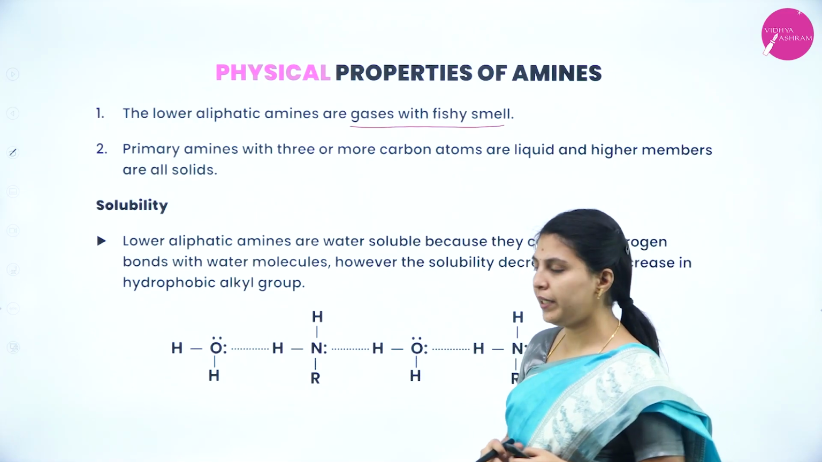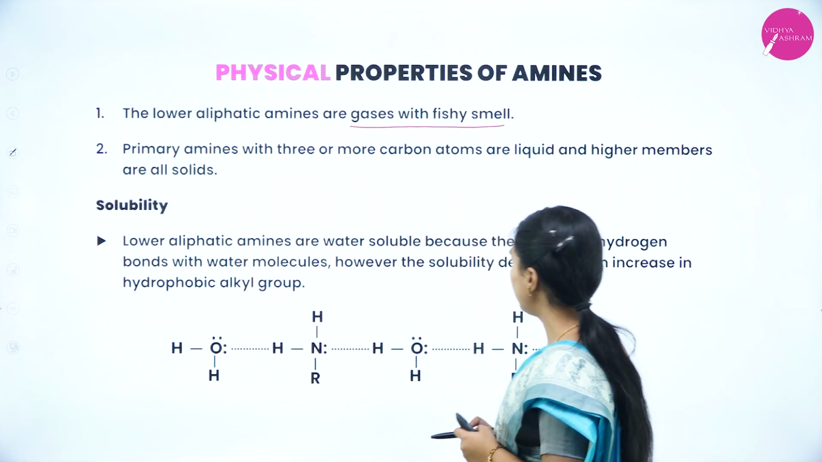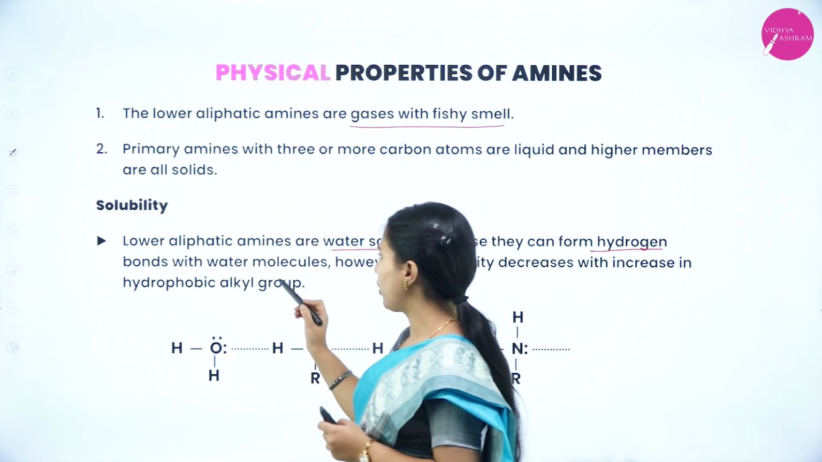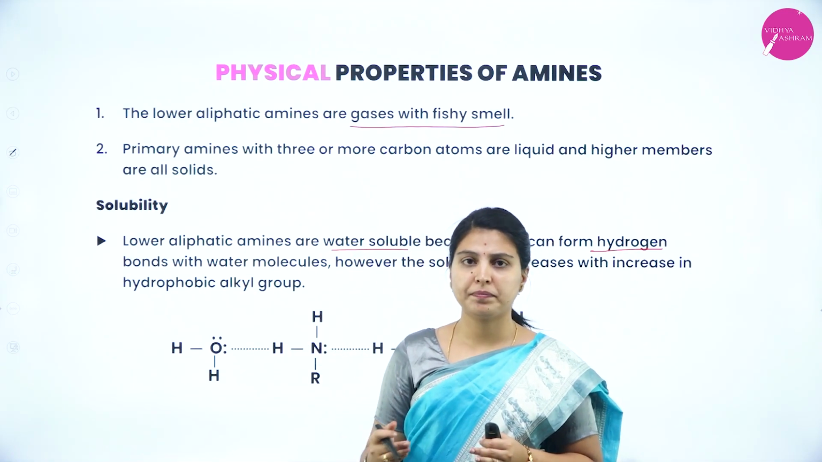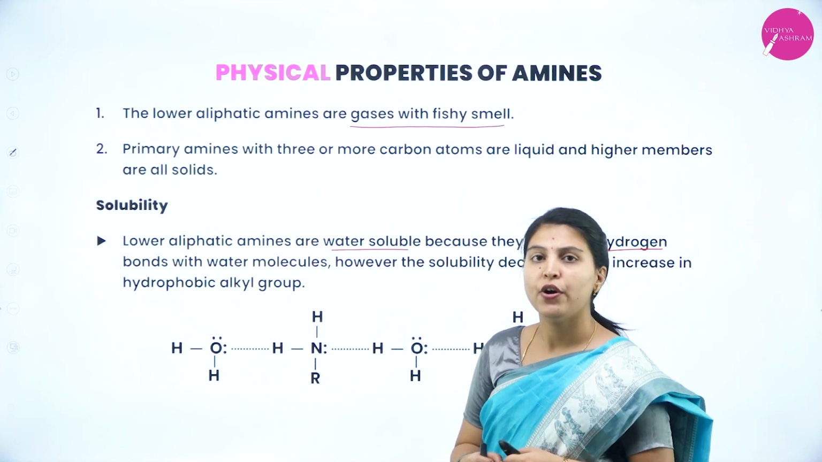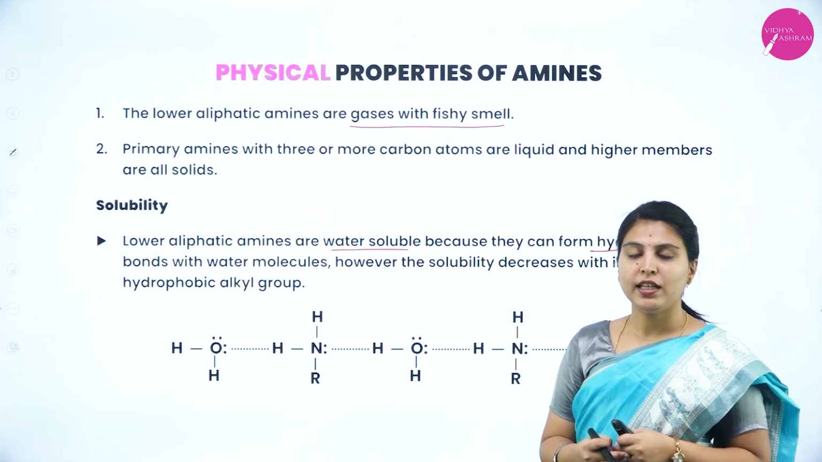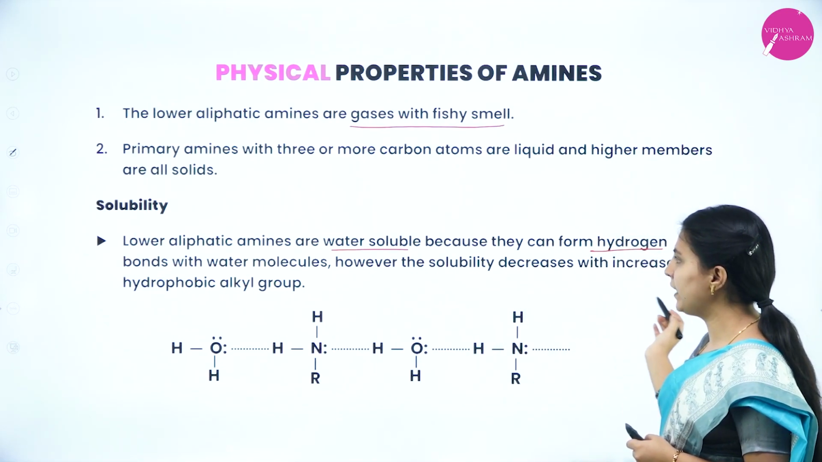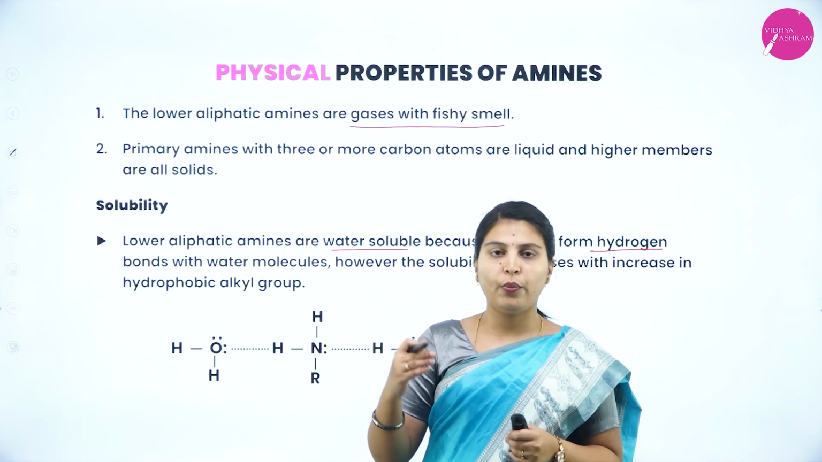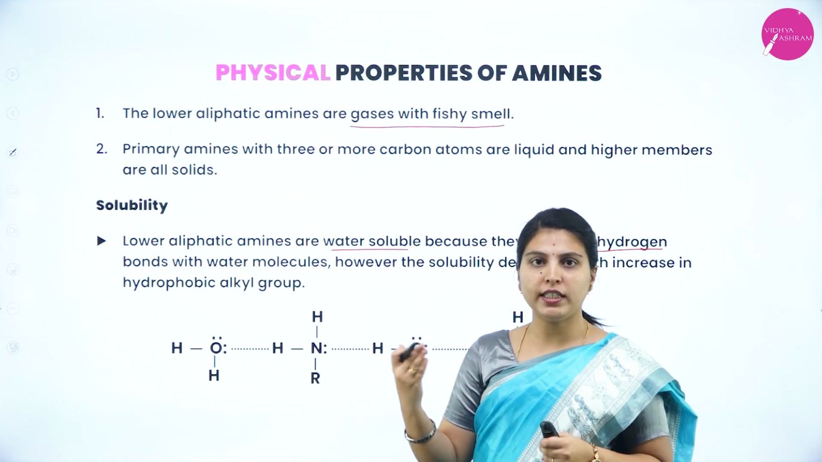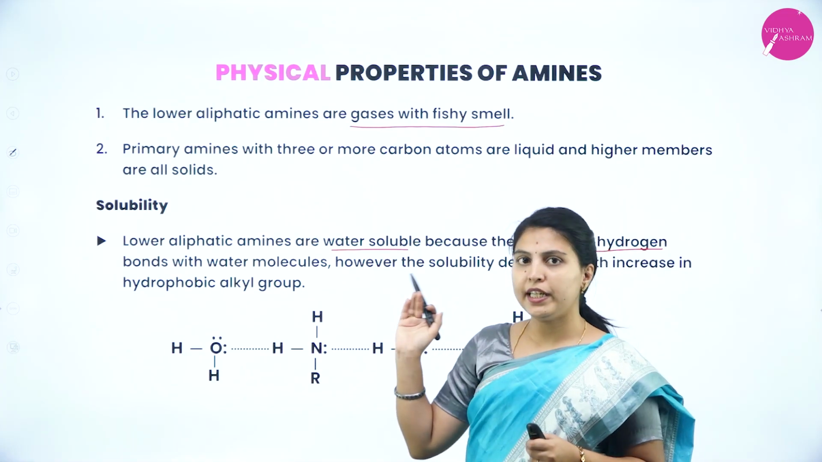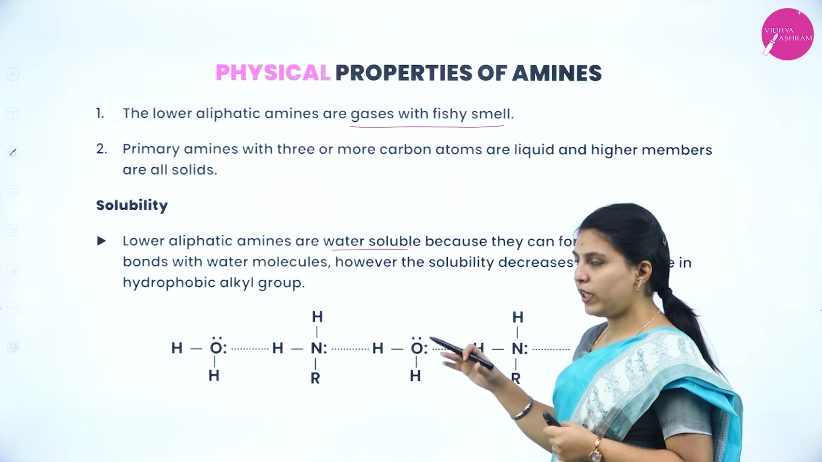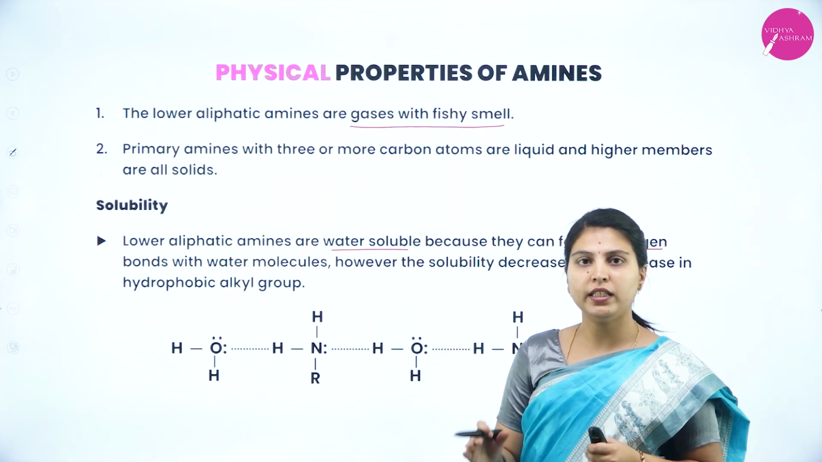Next, we will see the solubility. Lower aliphatic amines are water soluble because they can form hydrogen bonds with water molecules. Lower aliphatic amines like C1, C2, C3 will form hydrogen bonds with water. That's why they are water soluble in nature. However, the solubility decreases with increase in the hydrophobic alkyl group. When the hydrophobic alkyl group keeps on increasing, the solubility of amines in water decreases. Only the lower aliphatic amines will dissolve in water.